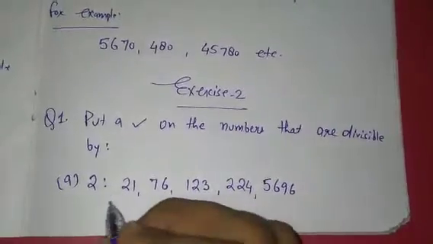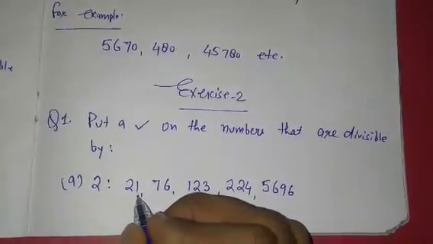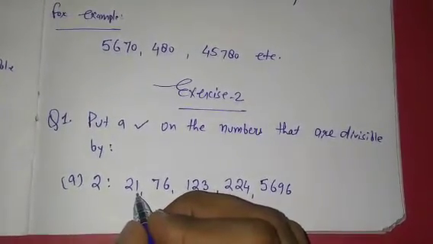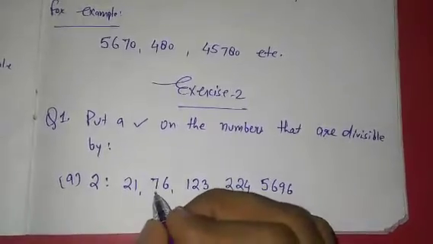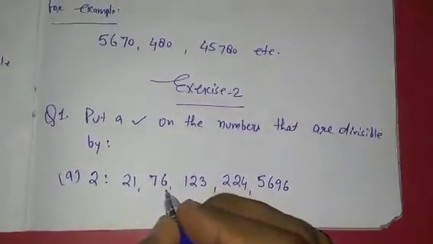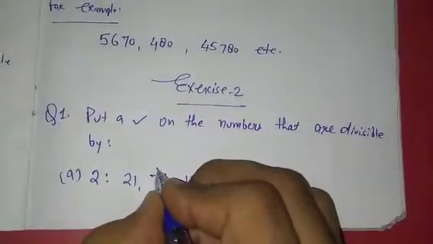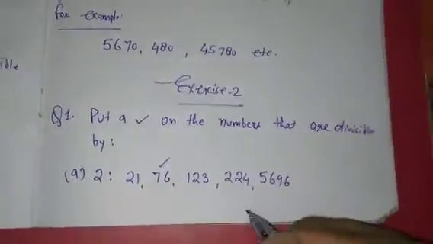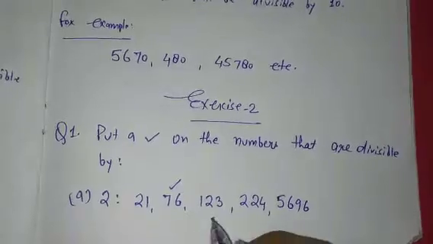So here you can see it, 21. The one's digit is 1, so that number will not be divisible by 2. Here another number is 76. In 76 the one's digit is 6, so that number will be divisible by 2. Put the tick mark here.